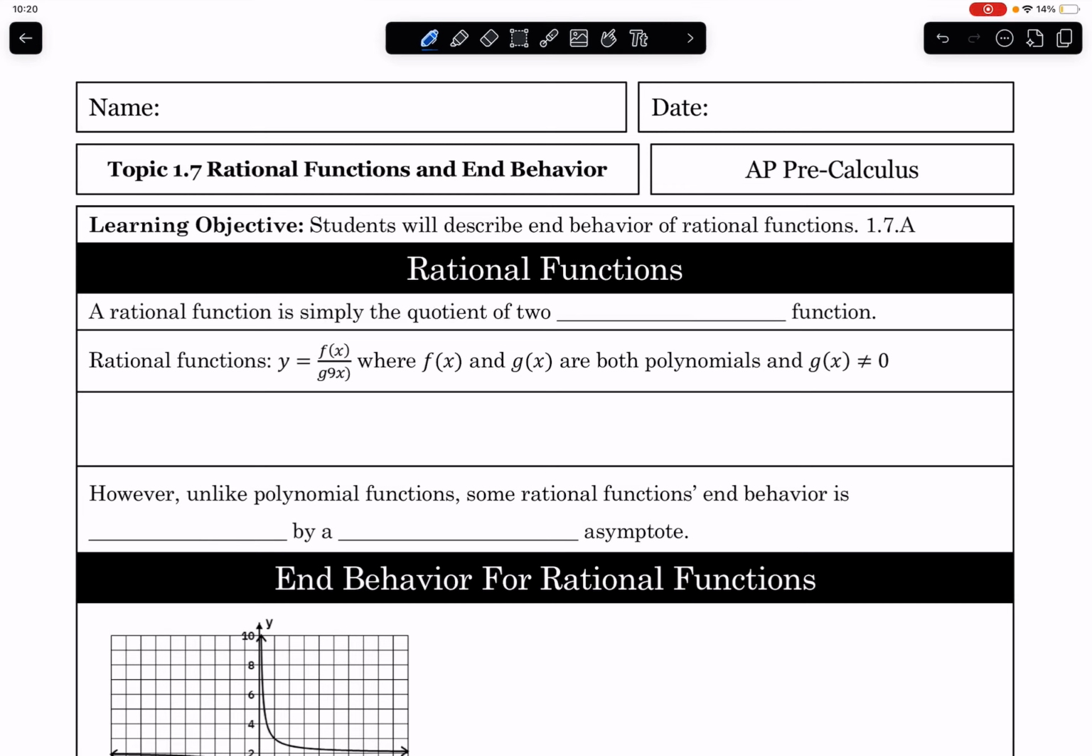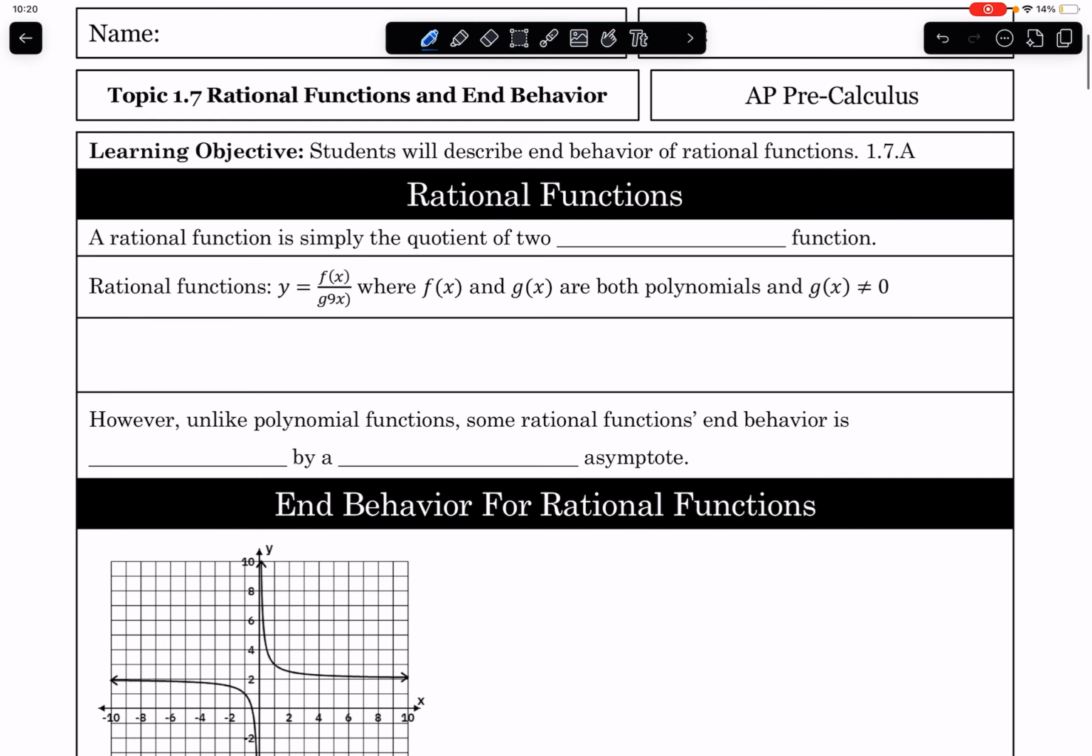In topic 1.7, rational functions and end behaviors, we're going to describe the end behaviors of rational functions. So similar to the last lesson, we're looking at a function and trying to describe what's happening in the very far left and very far right. Now, because this is a rational function, it's going to be slightly different in some cases.